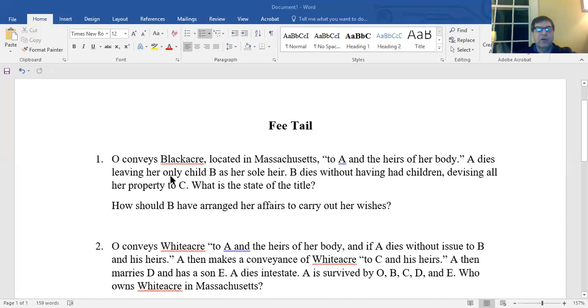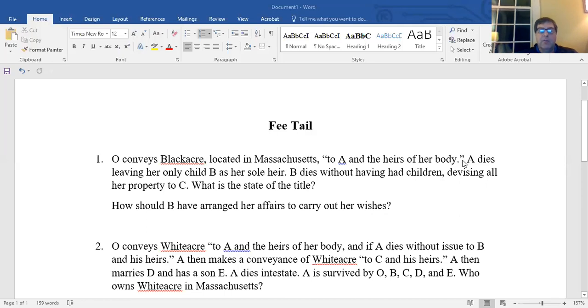A dies, leaving her only child B as her sole heir. B dies without having had children, devising all her property to C. What is the state of the title? And so we're in Massachusetts. We are in a jurisdiction that still permits the creation of the common law fee tail. And so in Massachusetts, the conveyance of Blackacre to A and the heirs of her body creates a fee tail in A, and it also creates a reversion in O. Even though nothing is mentioned about the reversion, it creates a reversion under Professor Syme's formula.